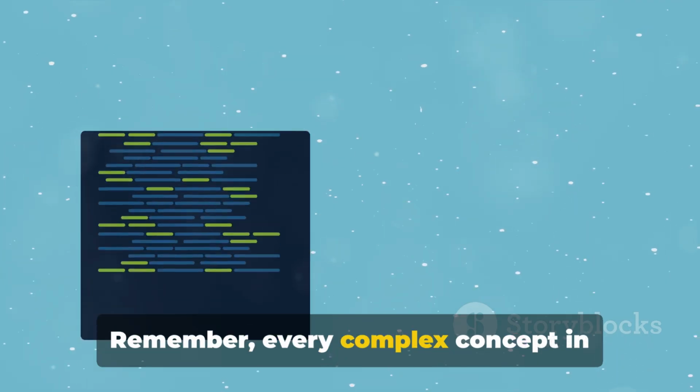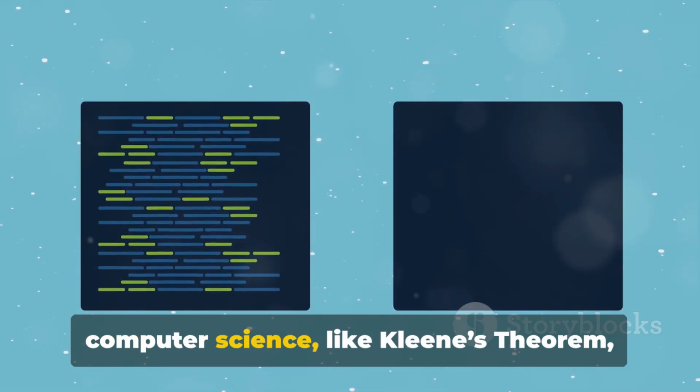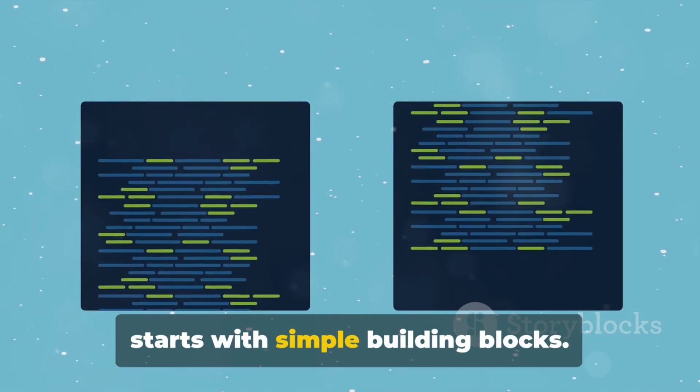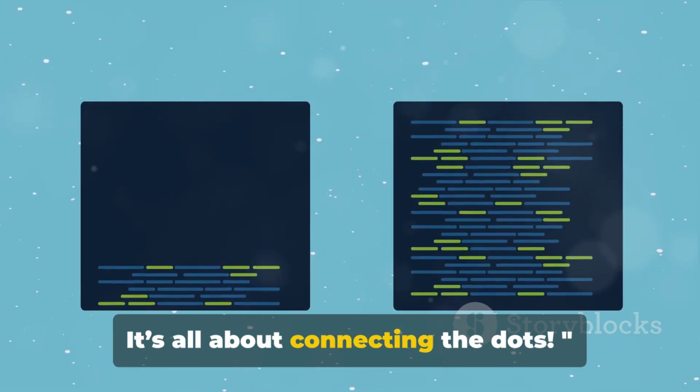Remember, every complex concept in computer science, like Kleene's theorem, starts with simple building blocks. It's all about connecting the dots.